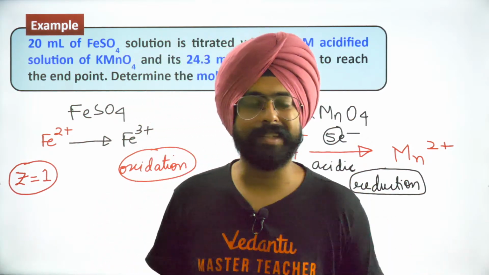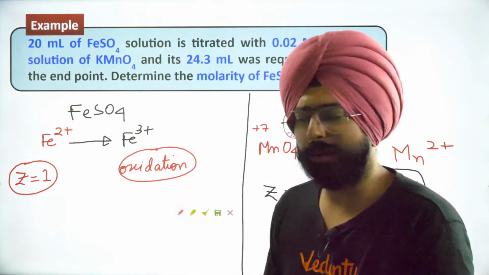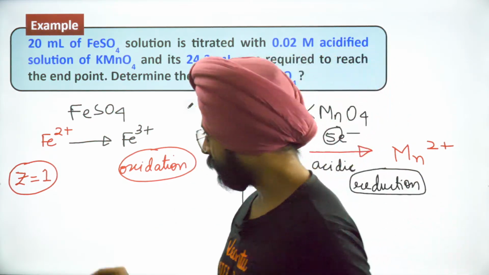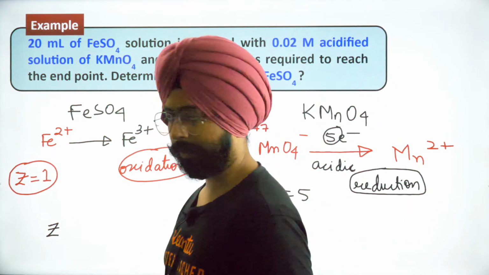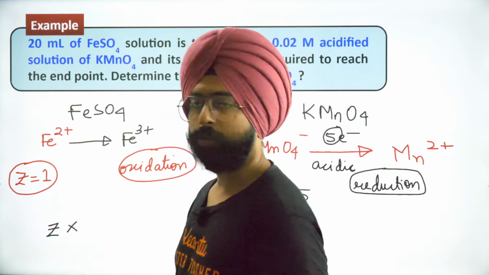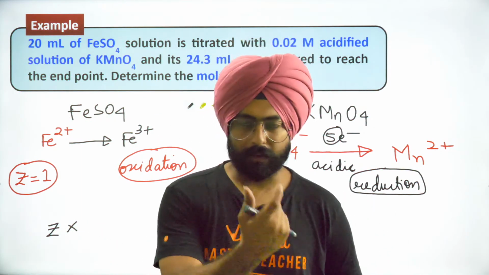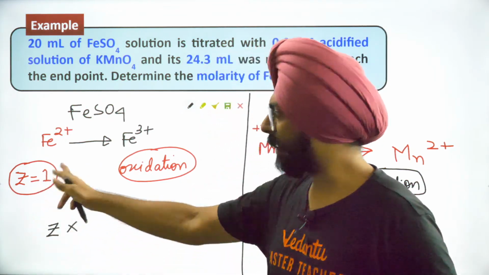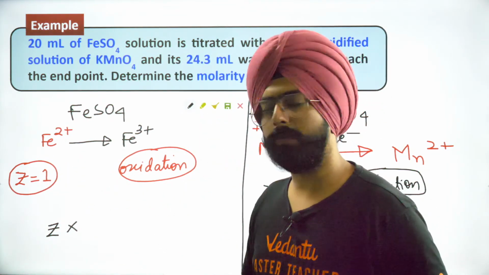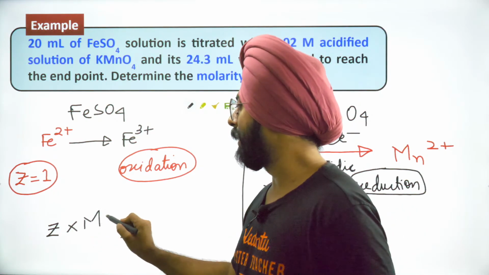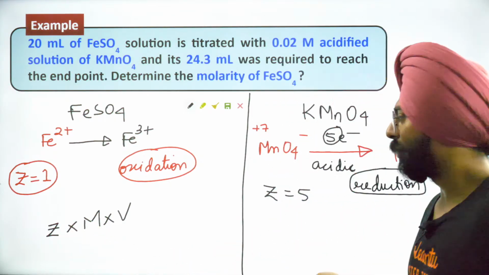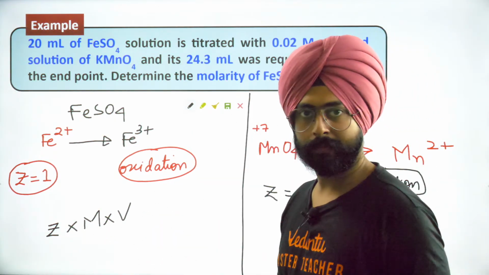Now life is very simple. How do we calculate number of equivalents? Number of equivalents is equal to valency factor into number of moles. Valency factors we figured out. How do we figure out number of moles? Number of moles is simply equal to molarity into volume. Write this over here, equate those two, you're done.